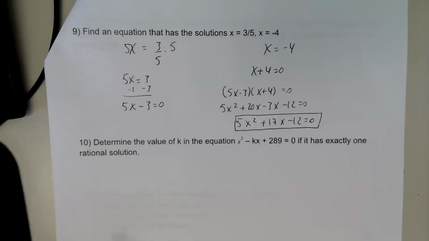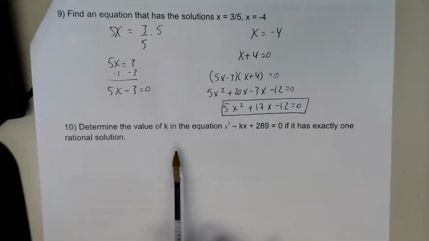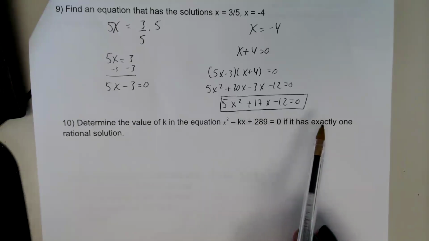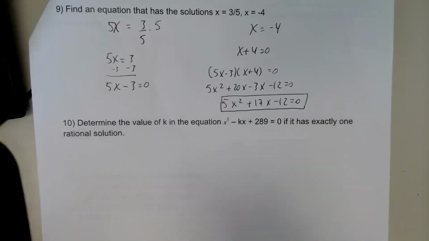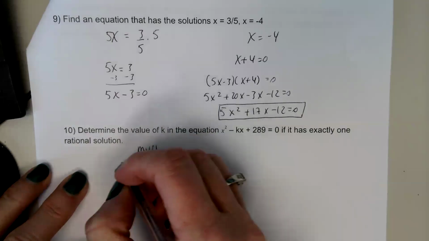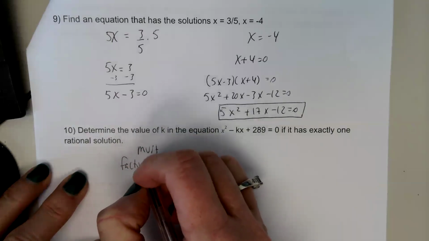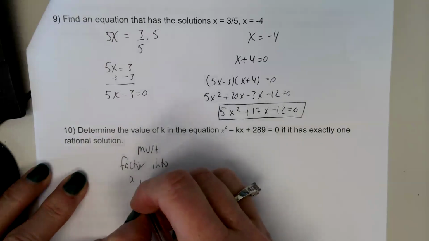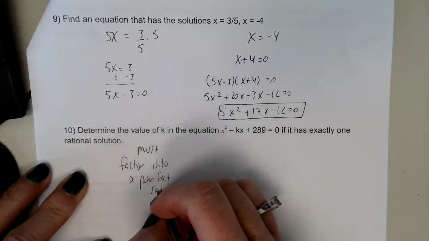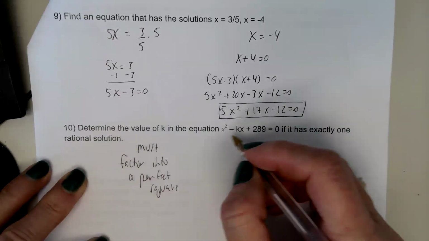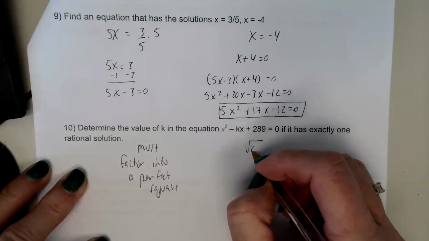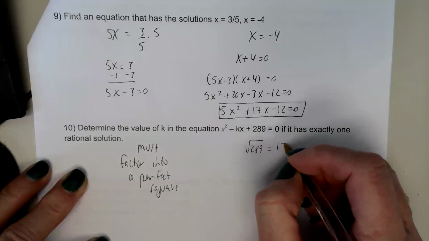Okay, so number 10 says, determine the value of k in the equation x squared minus kx plus 289 equals 0 if it has exactly one rational root. So if it has exactly one rational root, then it must factor into a perfect square. And so for this to factor into a perfect square, this must be a perfect square. So the square root of 289 is equal to 17.